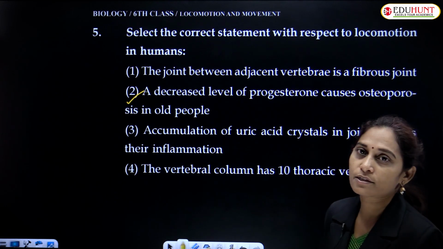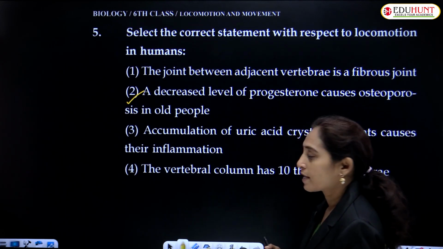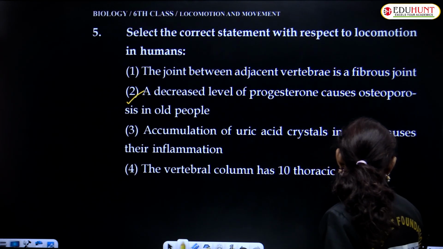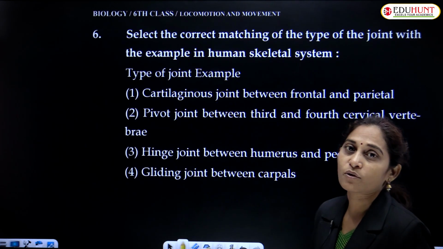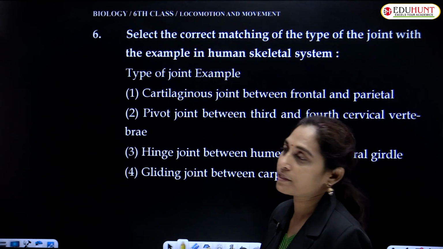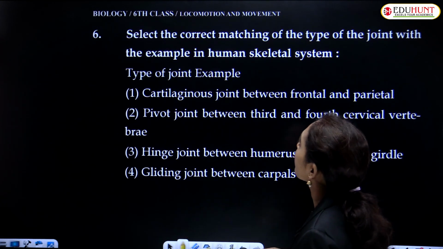Accumulation of uric acid causes gout disease. The vertebral column has 10 thoracic vertebrae. How many thoracic vertebrae are present? There are 12 thoracic vertebrae. They are not 10, they are 12.